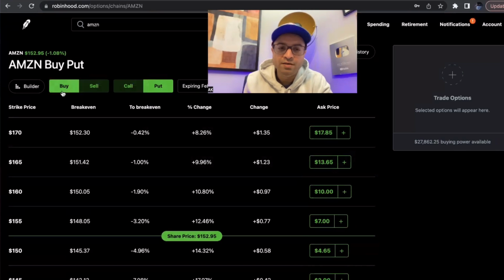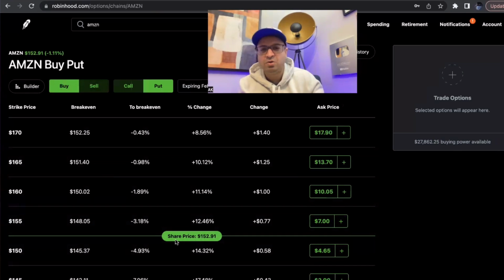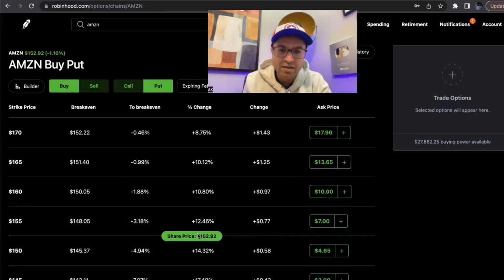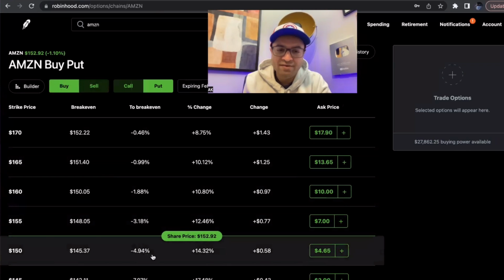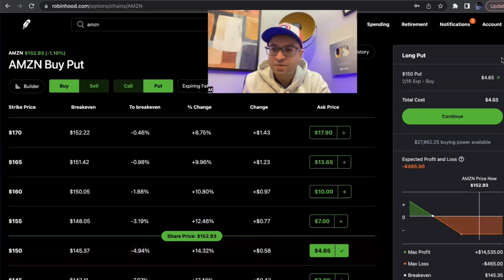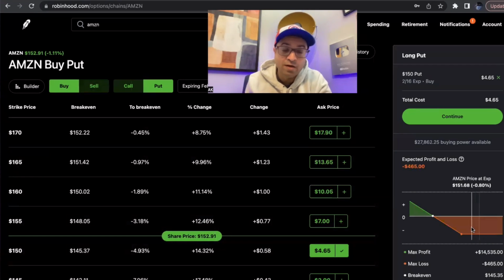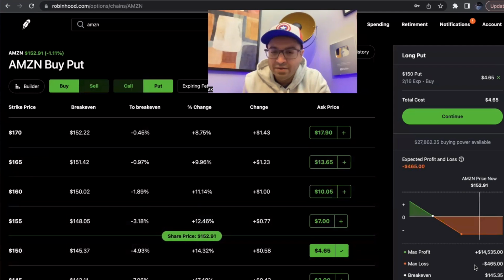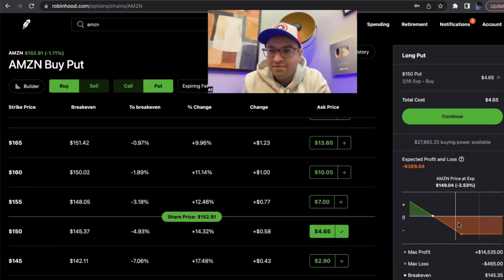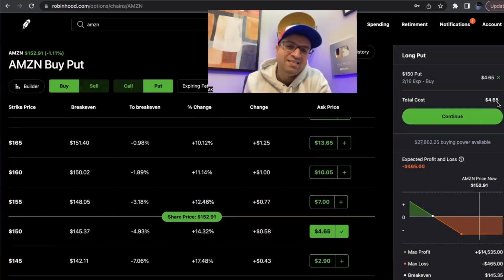So when you're on put, you're going to buy something that's close to the money, right? Because I'm like, yeah, Amazon's going to go down. So I want to maximize what my profit is. So now I buy a 150 put, which is going to cost me $465, right? But my max profit could be as much as Amazon going down to zero, right? Most likely not going to happen, but you never know, right? But $465, I'm like, yes, that's too expensive. So let's try to lower that cost.